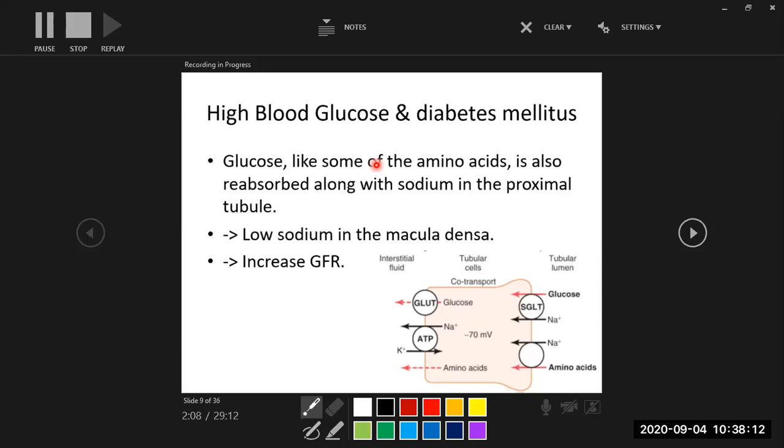So the high blood glucose level is not as prominent as the high protein diet in causing a high GFR, because glucose doesn't stay high in the blood for a long time. It very quickly gets reabsorbed back into our cells because we have the insulin response to it.